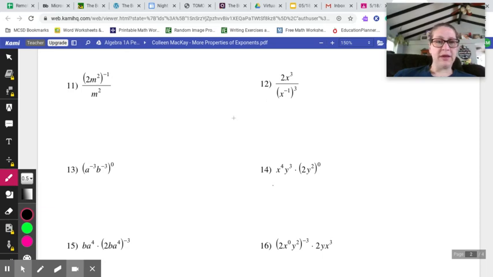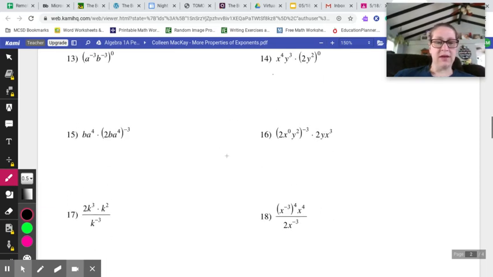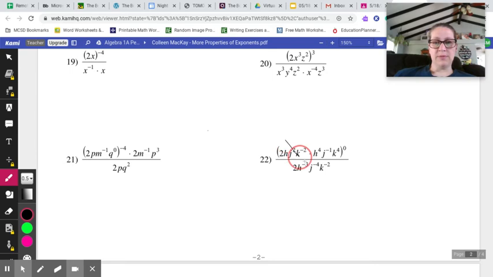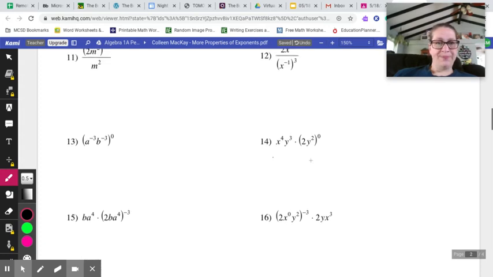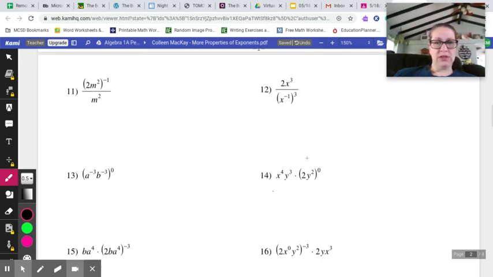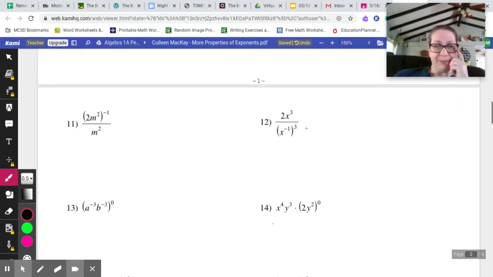Okay, so today for math, you need to do questions 11 through 21. So that means you do not need to do number 22. Okay, and I'm going to do some of them with you. So I'm going to start with question number 12.